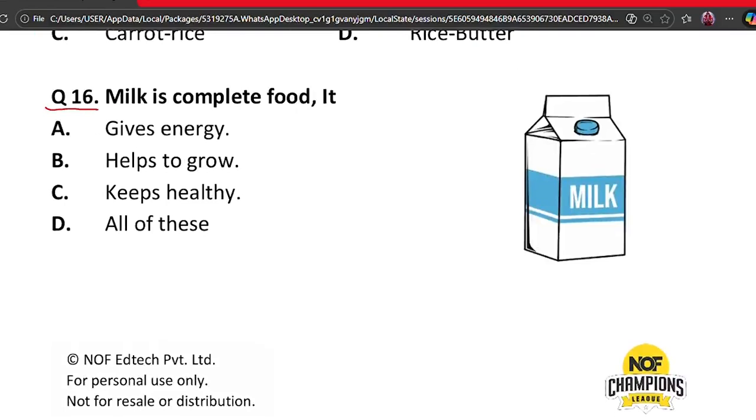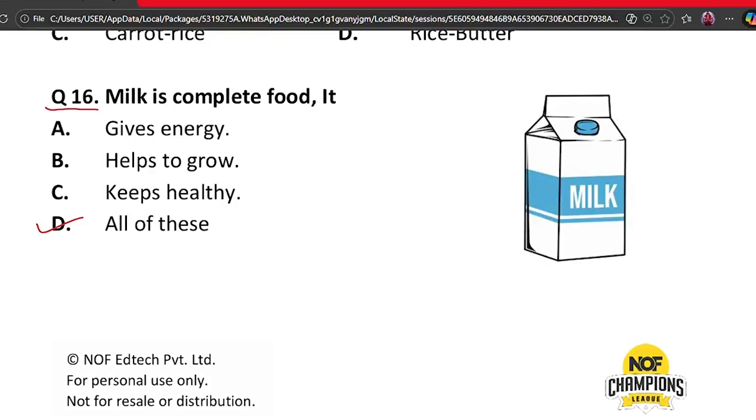Milk is a complete food. It A. gives energy, B. helps to grow, C. keeps healthy, and D. all of these. The correct answer is option D, which is all of these. Milk provides energy, helps in body growth, and keeps us healthy. Since it contains many important nutrients, it is called a complete food. Therefore, option D is correct.